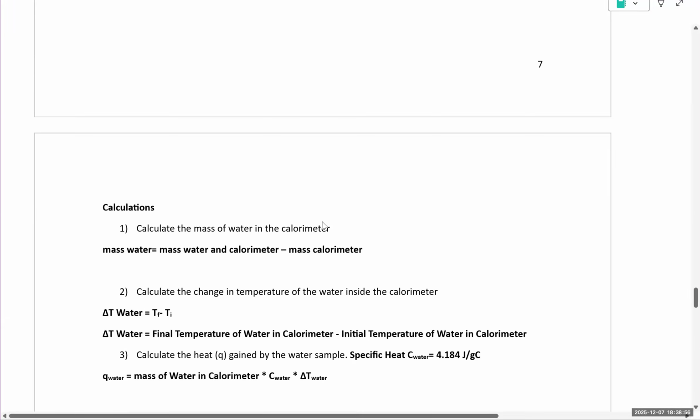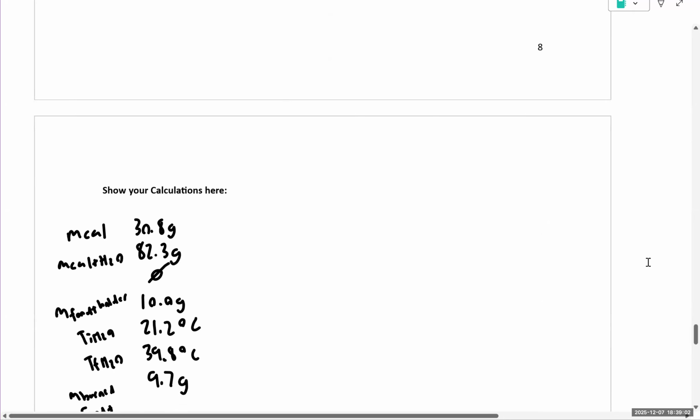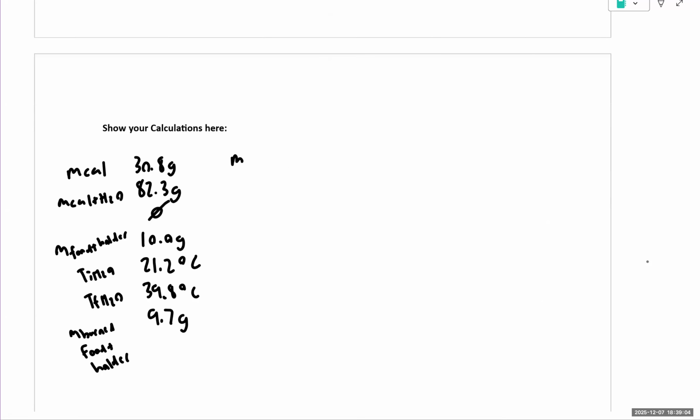We're going to calculate the mass of water by taking the mass of water in the calorimeter minus the mass of the empty calorimeter. Okay, so let's do just that. The mass of water is the mass of the water plus the calorimeter minus the mass of the empty calorimeter. Okay, so we have 82.3 minus 30.8. That in turn gives us 51.5 grams.